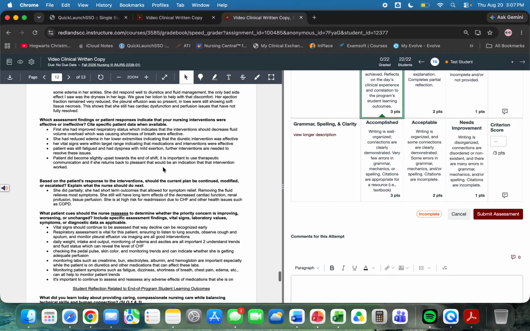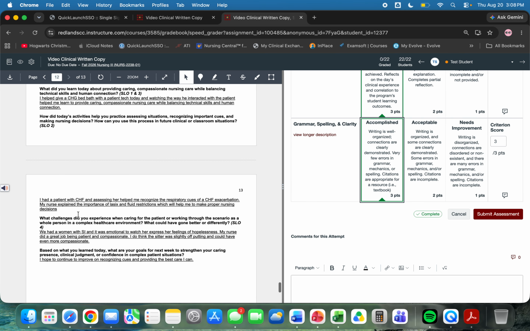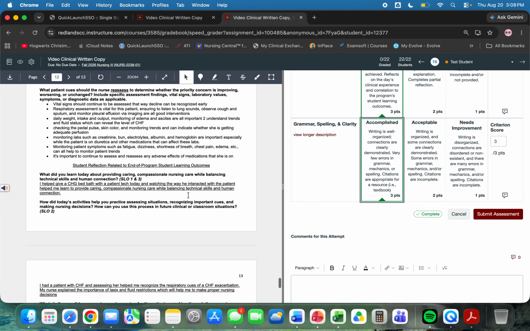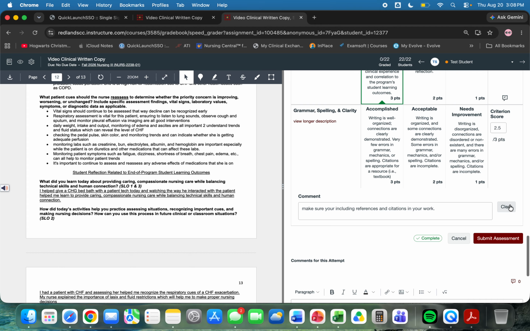The last thing is grammar, spelling, and clarity throughout. Can we read it? Can we see that there's very few errors in grammar, mechanics, spelling? If there's citations required, did they put them on there, and did they put them in an appropriate citation format? So those are things we want to make sure are there. The only thing I would say on her is maybe there's some places she could have added some citations, even if it's just at the bottom. So I would just say, make sure you're including references and citations in your work. So I would put that there. Again, take off a half a point for something that minor.